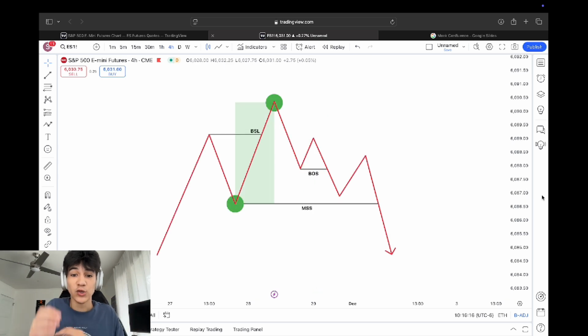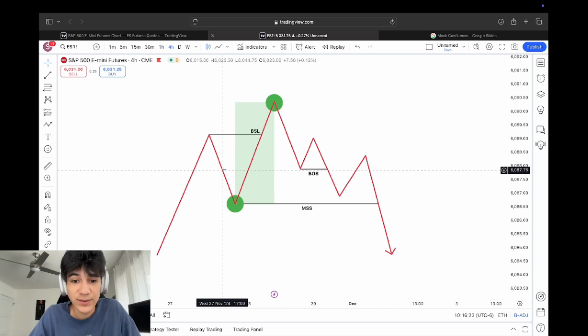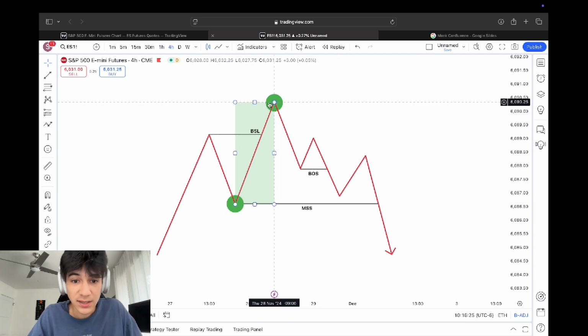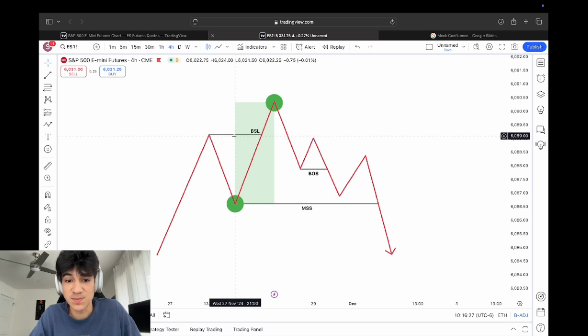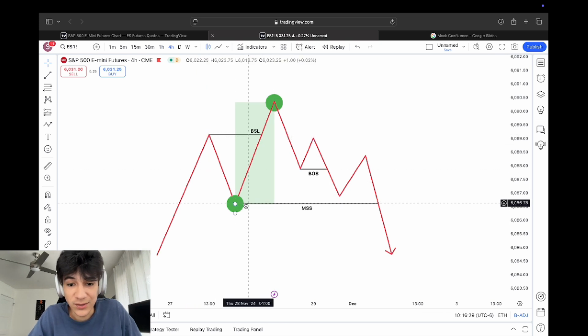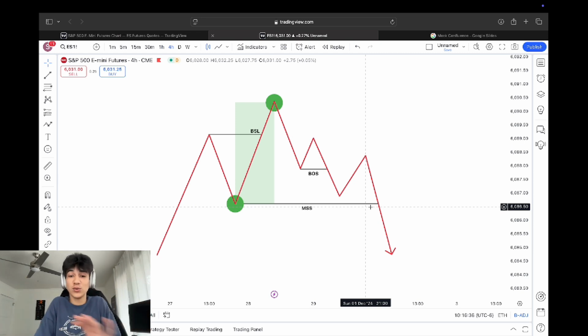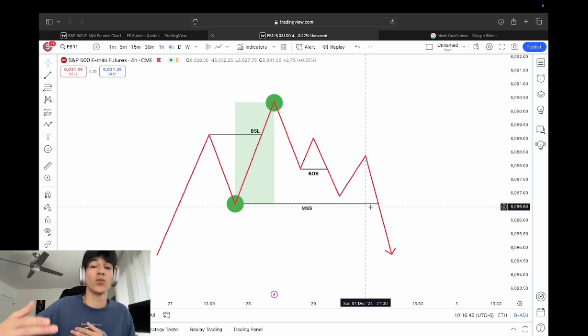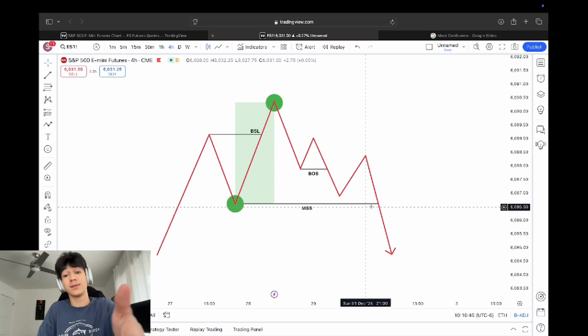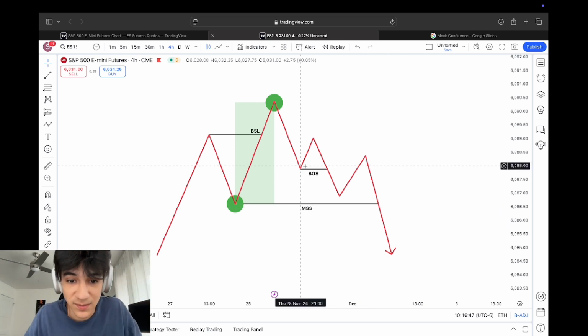Now to that nuance on the market structure shift with the break of structure, we see here that we get the manipulation leg right here because we swept out this buy side liquidity. We look at the low, we put our market structure shift here. That's what we do. Or you can do it the other way if you want to, but this is the way I'm going to be teaching it. This is the way I trade. So I'm just going to put it like this because I'm teaching you this way.